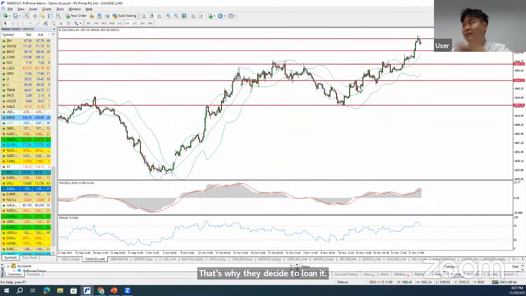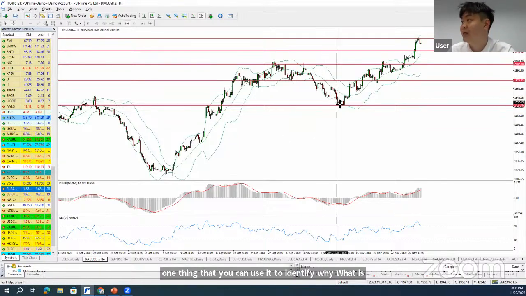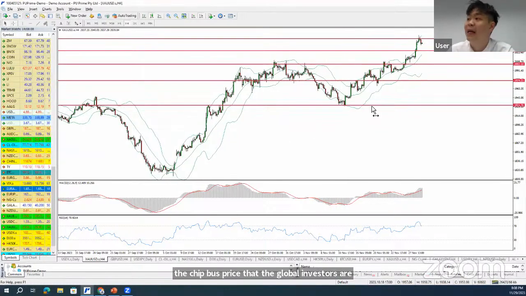To put it in simple terms, resistance and support levels are not just lines. They are market expectations. You use these lines to identify what prices the global investors think are very cheap. The support level is something you can use to identify the cheapest price that global investors are thinking of, according to the current market condition. So here is the proof: very cheap, then a lot of people buy it.